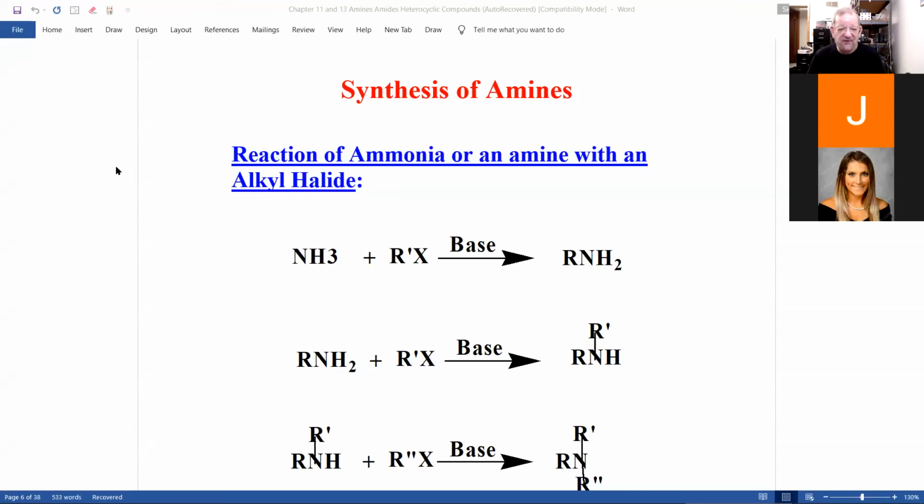So everybody see on your screen now, synthesis of amines. All right. Now, how do you make amines? Well, you react ammonia or an amine with an alkyl halide. Let's look at each one of these individually. By the way, this should be NH3, with the 3 as a subscript like that. And let's look at reaction one. I'll draw it on my whiteboard because we're going to practice it.